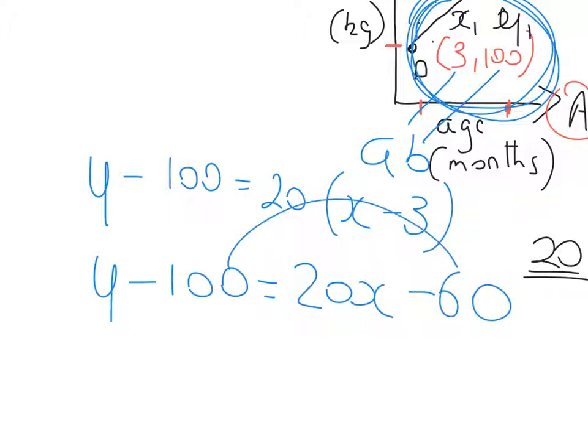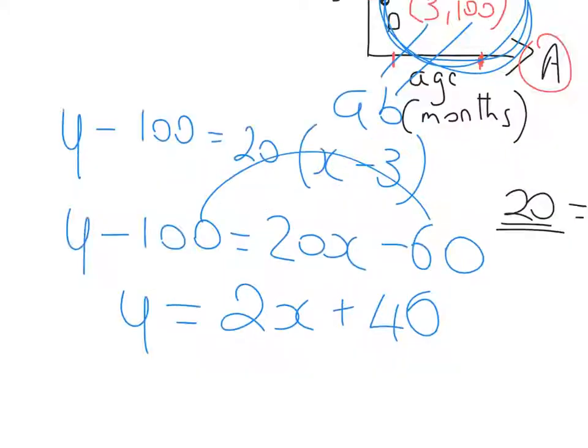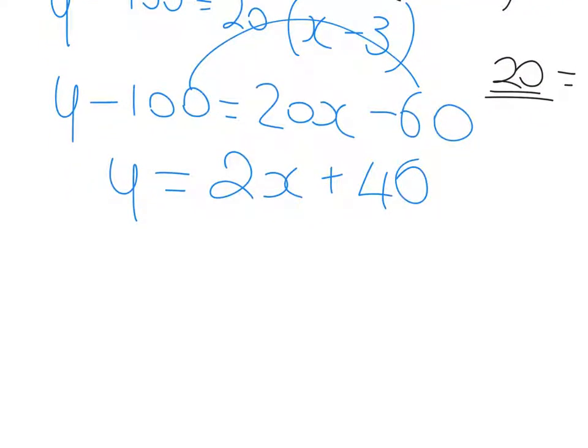Bring the minus 100 across, change its sign, and that will be minus 60 plus 100 is plus 40, so y equals 20x plus 40. Now just be careful at this point. The question says write down the equation of the line in terms of w and a. So the y-axis is actually called the w-axis, and the x-axis is called the a-axis, so we need to make sure we pick up that final mark. So it's w equals 20a plus 40.